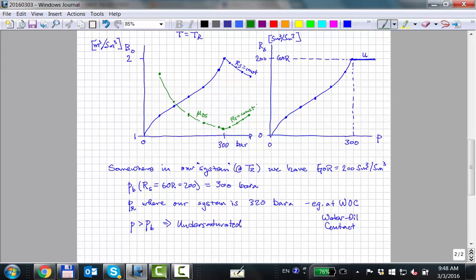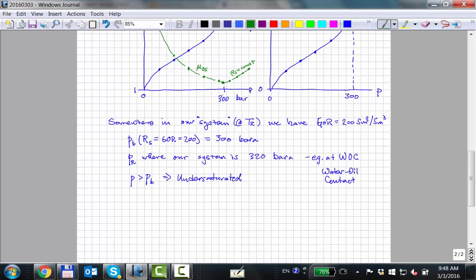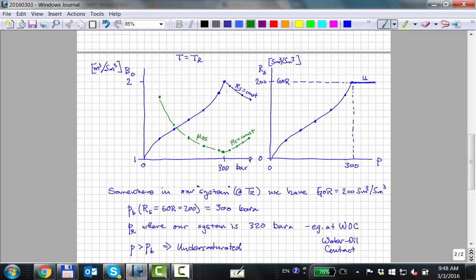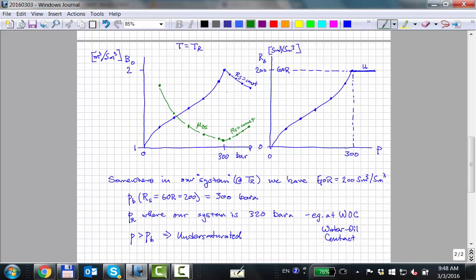Okay? That's why we need the properties. We need the viscosity and we need the density down there to make calculations. Are there any questions about this? This is the undersaturated oil properties. But that's only for that 200 GOR oil.